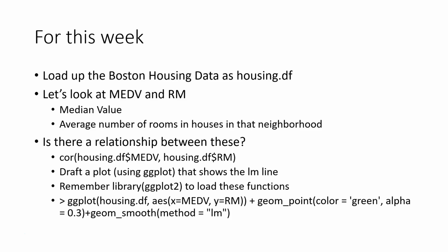So I'm kind of handing you everything right here, and I want you to go ahead and put together a script. We didn't calculate correlation, but you can calculate correlation between housing.df median value and housing.df rooms. You can draft a plot using ggplot. Now I'm actually going to have you use ggplot, and I want you to remember that, because it will show you a trend line.